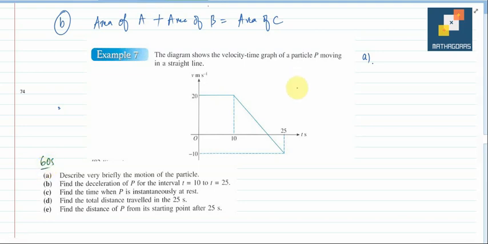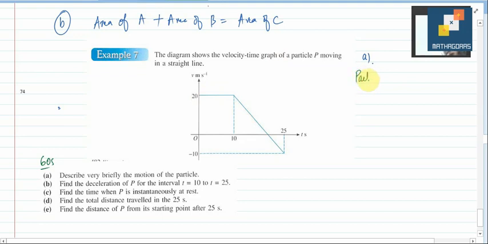Alright, so we need to describe briefly, so we need to write detail about the motion of the particle. If you observe, for the first 10 seconds the particle travels in a straight line. We can say that the particle moves at constant speed of 10 meters per second for the first 10 seconds. Alright, so that portion we have described from 0 till 10. It's a straight line, so it's a constant velocity, and after that it is a deceleration, right?